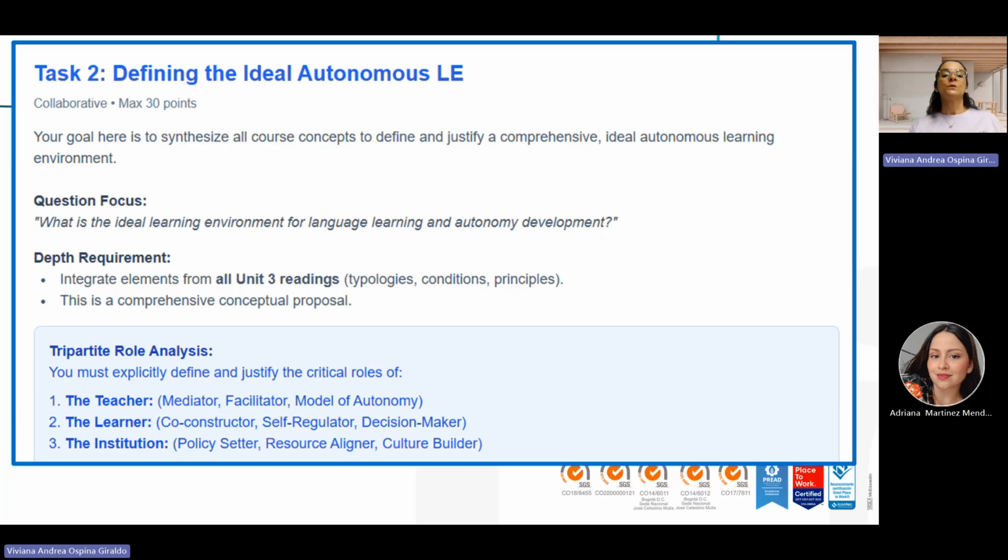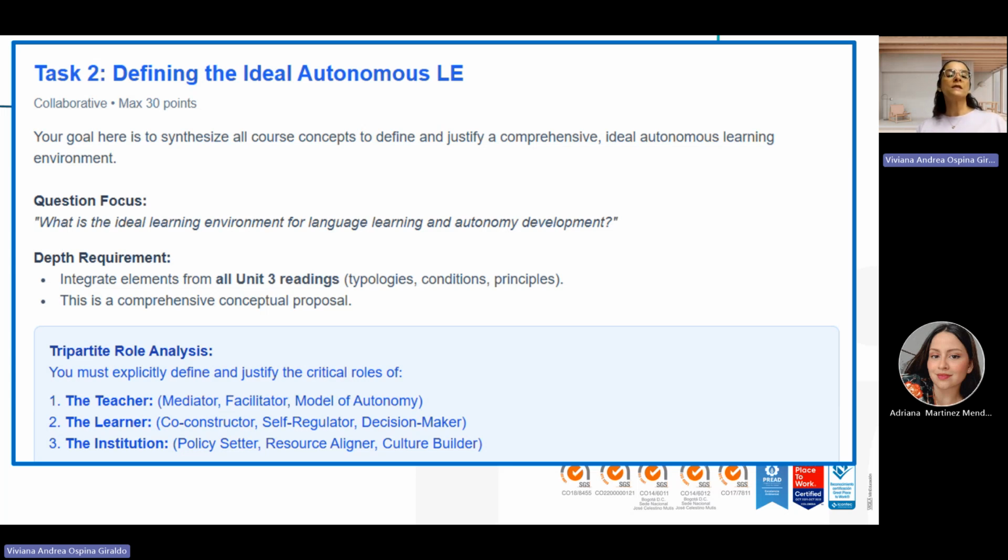Now, what do we need? We need to do the three readings that are posted there for the unit 3, talk about typologies and conditions and principles, and we would like to see a comprehensive conceptual proposal. This proposal needs to be at a master's level. It needs to incorporate all the concepts that we've been working out throughout the course. Do remember that this is the last task for the intermediate section, and then we just have the final one.